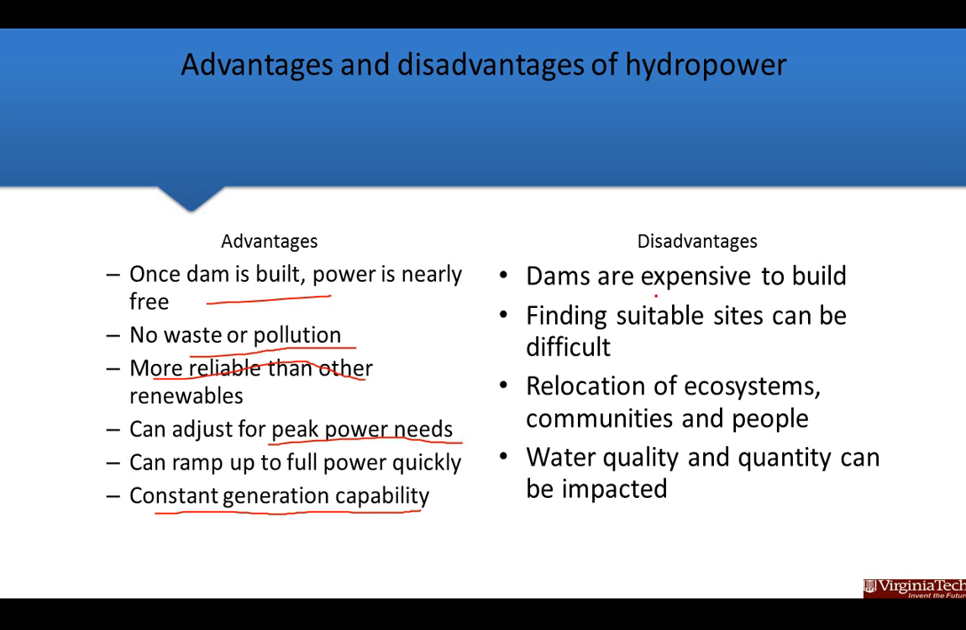The disadvantages. They are expensive to build. They are very expensive. And then it's site specific. Every site has to be perfect for the conditions. You can't have faults, fractures, or jointing. You relocate the ecosystem, communities, and people, and then the water quality and quantity can be severely impacted.